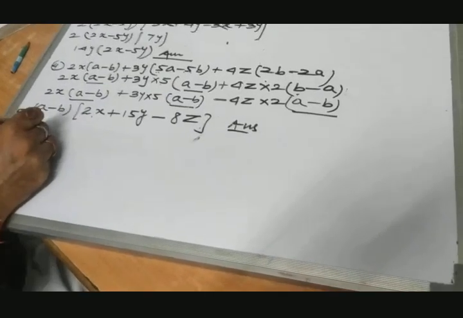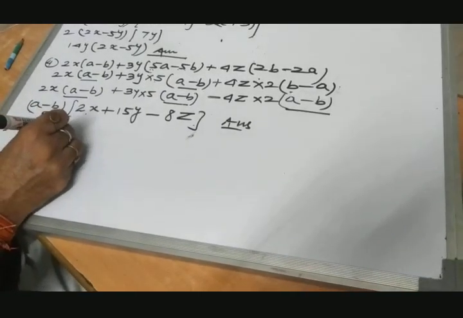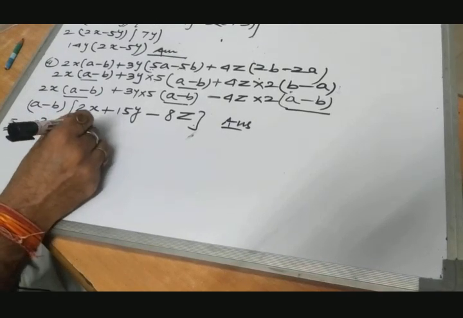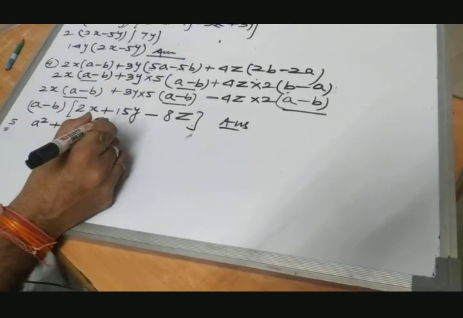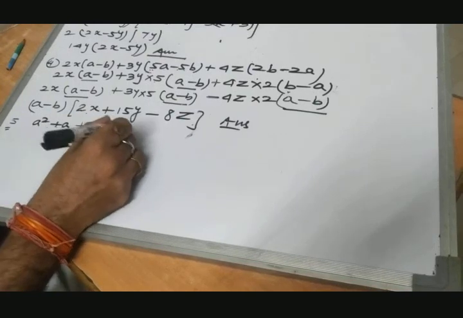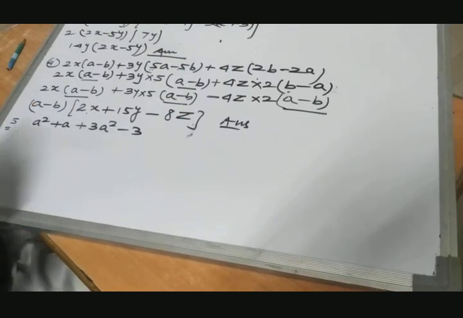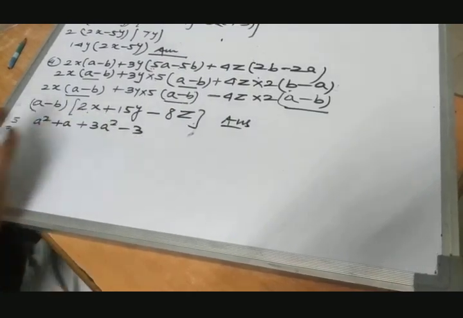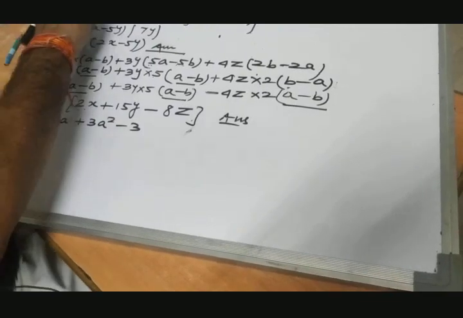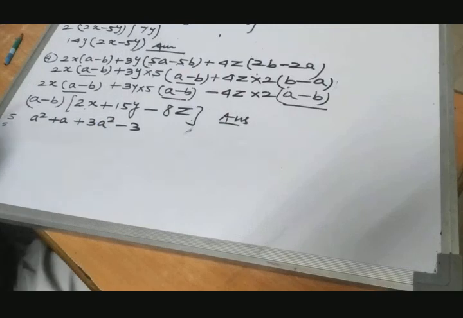Question number 5 is plus a, 3a square minus 3. This question contains 4 terms. This contains 2 terms, this contains 3 terms, but it contains 4 terms.